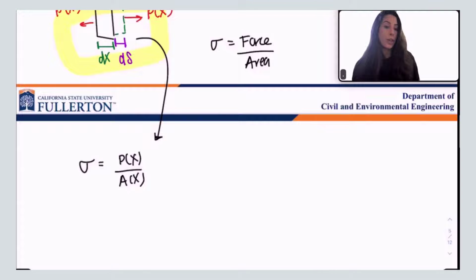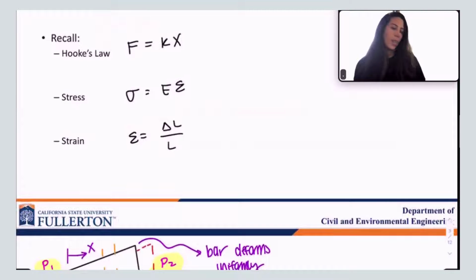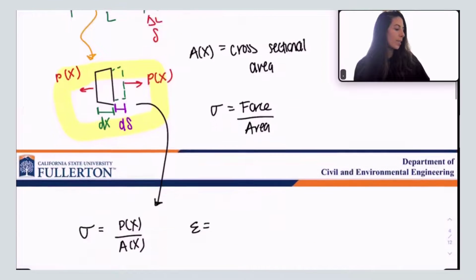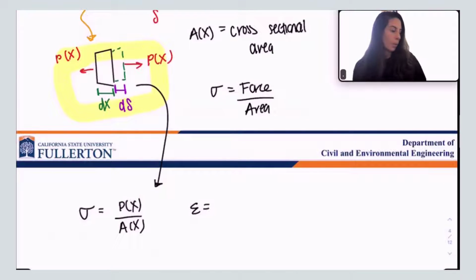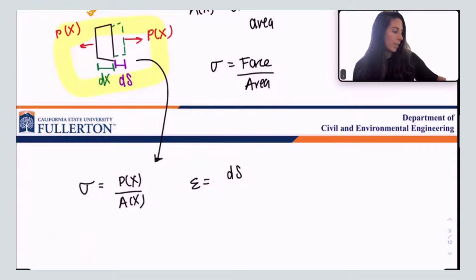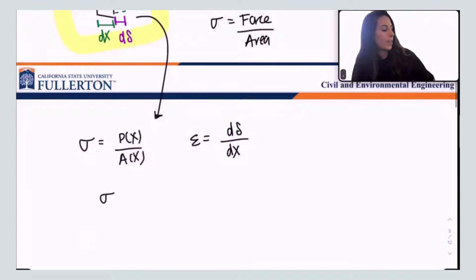Let's do the same thing with strain now. Epsilon is equal to, well, what's epsilon equal to? Change in length over original length, right? So what is epsilon for this little differential element? Well, what's the change in length? It's d delta. What is the original length of the element? dx. Okay? We're going to assume that this behaves elastically, which means we're allowed to use Hooke's law. So we can say that stress is equal to the modulus of elasticity. Let's say that we don't know it's a uniform modulus of elasticity, so it changes as a function of x, multiplied by the strain.